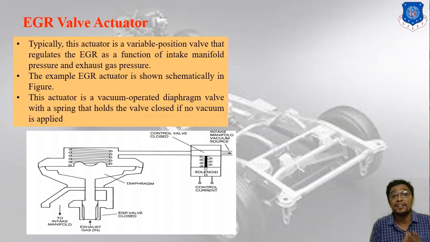First of all, typically this actuator is a variable position valve that regulates the EGR as a function of intake manifold pressure and exhaust gas pressure. Second, an example of an EGR actuator is shown in this figure. Third, this actuator is a vacuum operated diaphragm valve with a spring. In the upper portion you can find a spring that holds the valve closed if no vacuum is applied. So this is the construction of the EGR valve actuator. Move forward to the next slide.